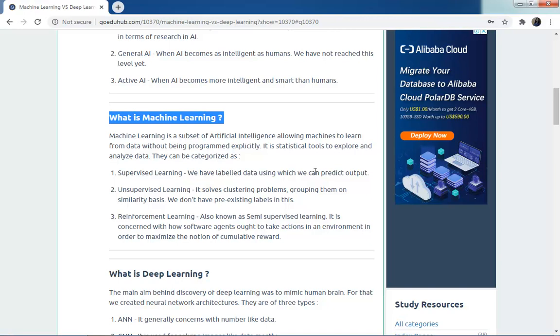Take a simple example from our day-to-day life. When we were small kids, we did not know anything. We learn things from our parents, our tutors and our surroundings. Similarly, we need to train the machine with the help of different data sets.